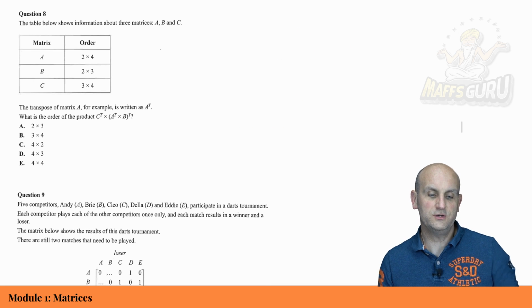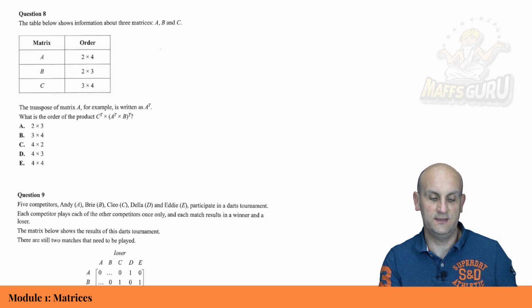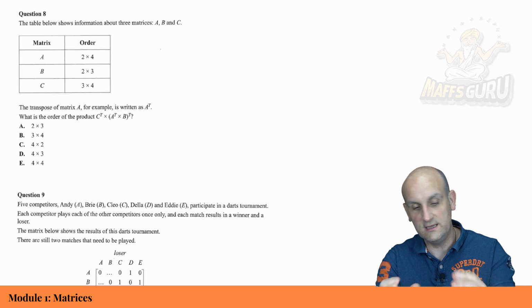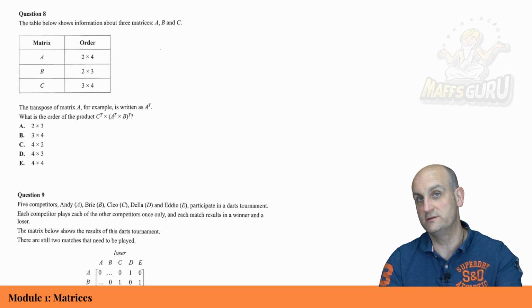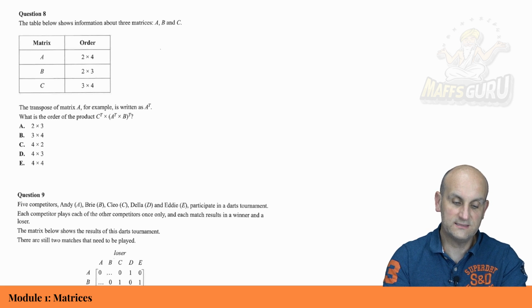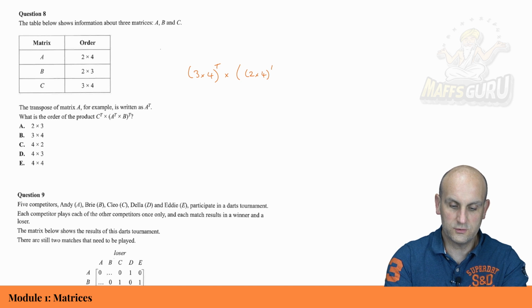The table below shows information about 3 matrices, A, B, and C. This, I thought, was one of the most funky questions I've done in further maths for a long, long time. Transpose is where you swap the rows and the columns. So if we look at this and write it longhand, that's 3 times 4, which is C transposed, times A, which is 2 times 4, transposed, times B, which is 2 times 3, and then we were transposing that all together.